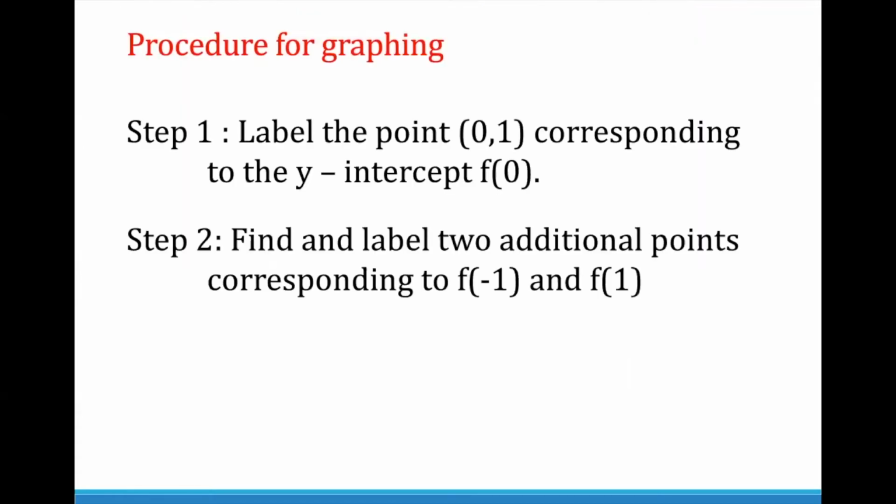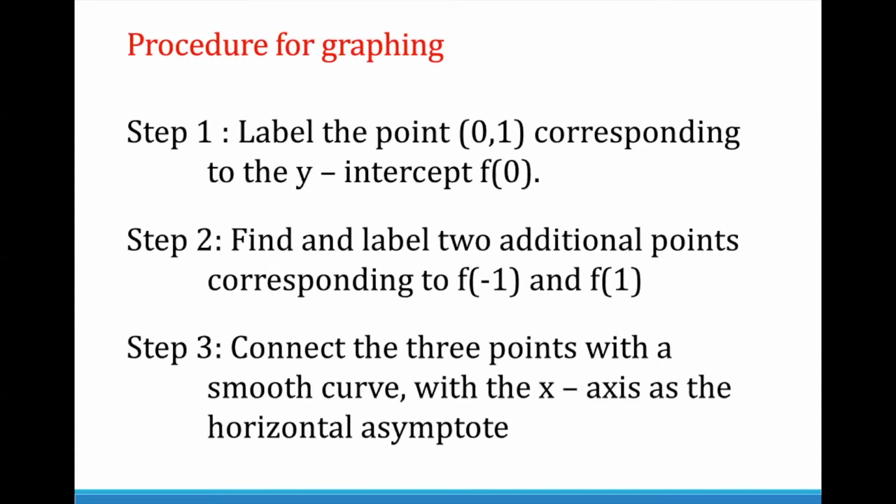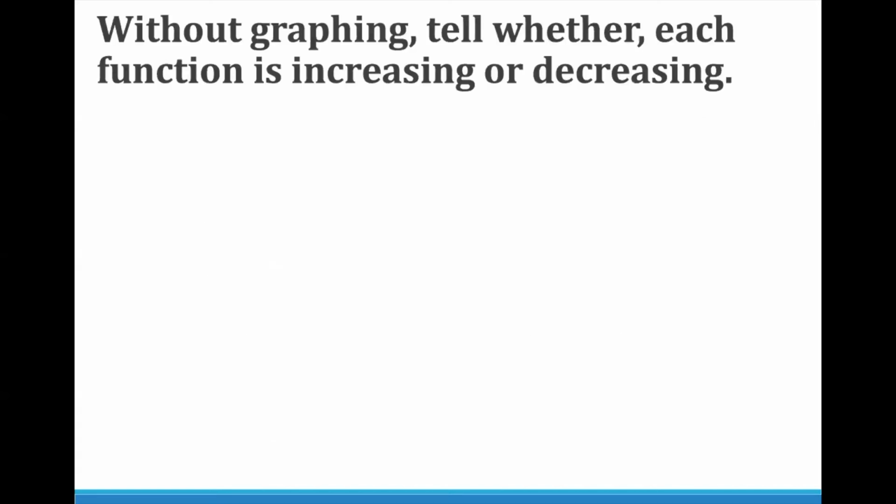So the basic procedure for graphing the exponential function is, first, you look for the y-intercept. Meaning we'll let x be equal to 0 or we'll look for f of 0. And then label that point. To get other points, all you have to do is to find f of negative 1 and f of 1. Then connect the 3 points with a smooth curve with the x-axis as our horizontal asymptote.